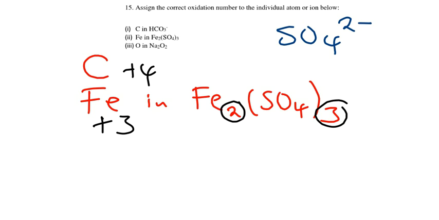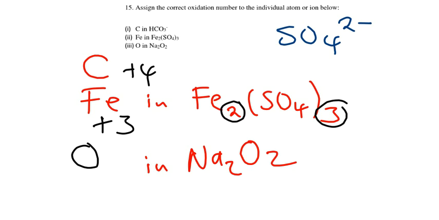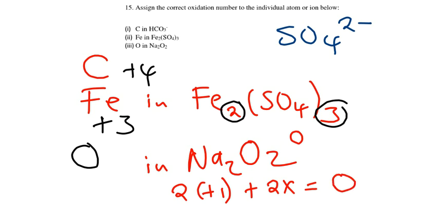And then for the last one, that is oxygen in sodium, I don't know, dioxide or something. Sodium is group 1, so 2 times +1, and then 2 times our oxygen X. The net charge here is 0, so 2 plus 2x is equal to 0. So you end up with -2 divided by 2, which would give us -1.